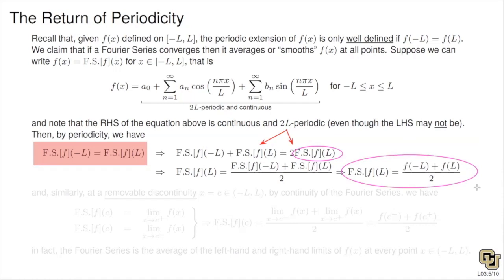So remember, I said that the Fourier series isn't just the periodic extension. So this is how the Fourier series is more than just a periodic extension. At these, essentially, you can think of these as a jump discontinuity if you wish. At these jump discontinuities, it's actually averaging and plotting the point in between.